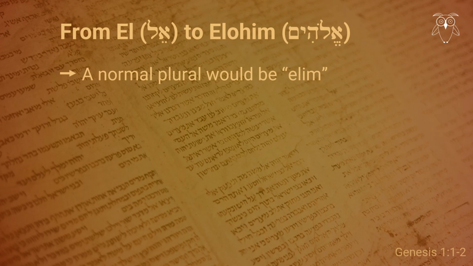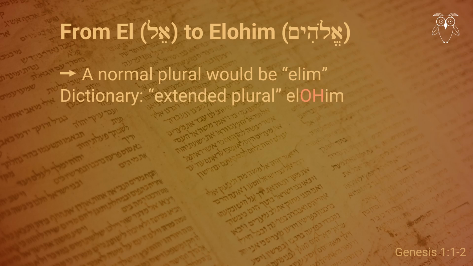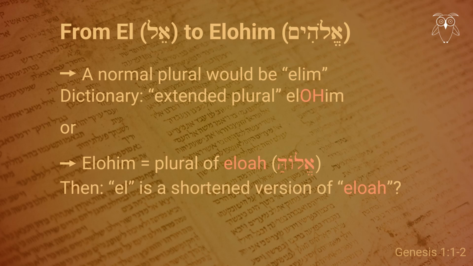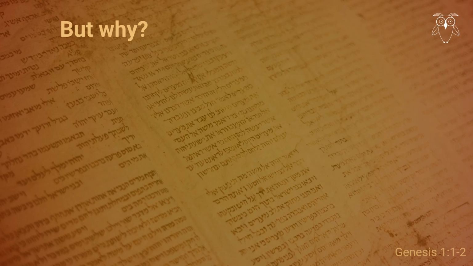A normal plural would be something like Elim, but instead we get what the dictionary calls an extended plural form with an extra syllable, Elohim. An alternative linguistic solution is that Elohim is the plural not of the word El, but of the word Eloah. And El then is a shortened version of Eloah, and Elohim would be the normal plural. Now, Elohim can mean gods, plural, when it talks about the gods of other nations. But here, Elohim is clearly grammatically singular, even if it looks plural.